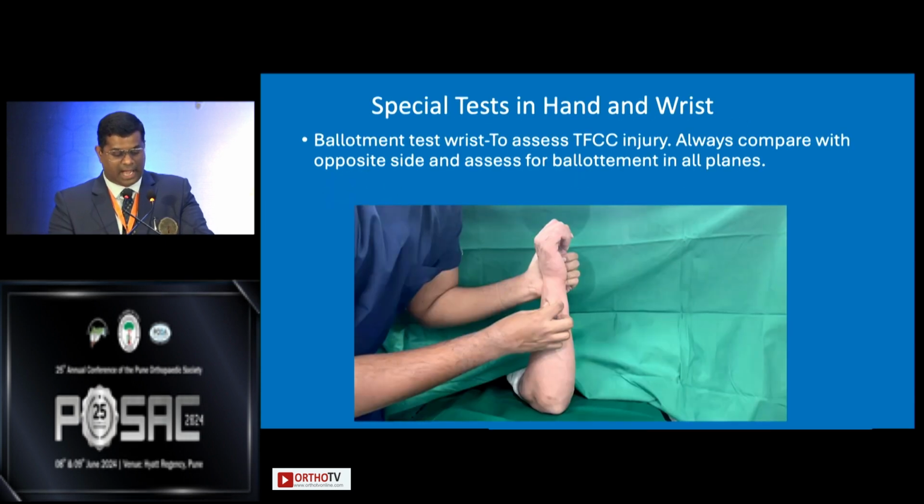Then special tests in hand and wrist: ballottement test of the wrist to assess TFCC injury. Always compare with the opposite side and assess for ballottement in all planes. Always start with the normal part and then come to the affected part to be examined.